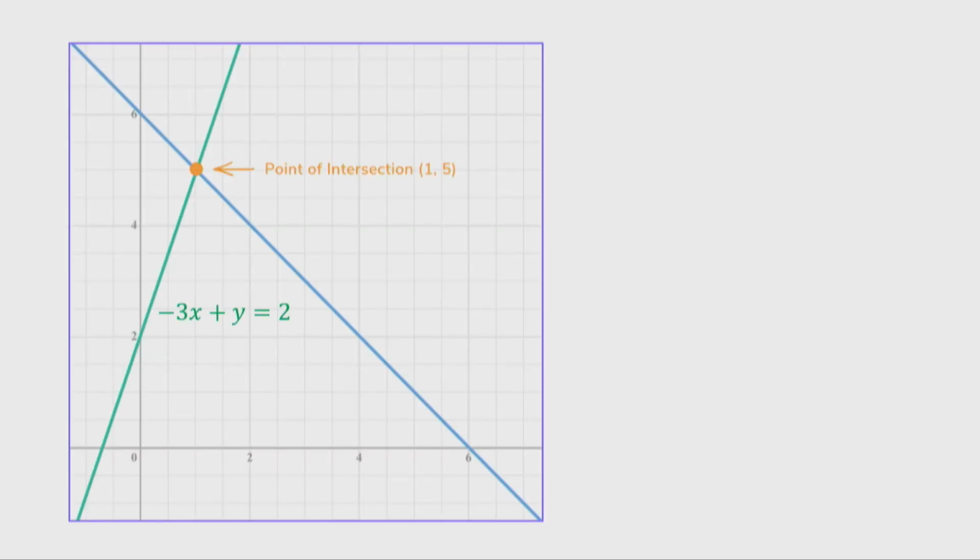So after plotting the two coordinates for each line, we draw the two straight lines. So here we have a point 0, 6 and 2, 4. We draw the line x plus y equal to 6. And we also draw the line minus 3x plus y equal to 2 after plotting the points 0, 2 and 1, 5. Now we can see on the graph that the two lines intersect at the point 1, 5. The point of intersection is 1, 5.